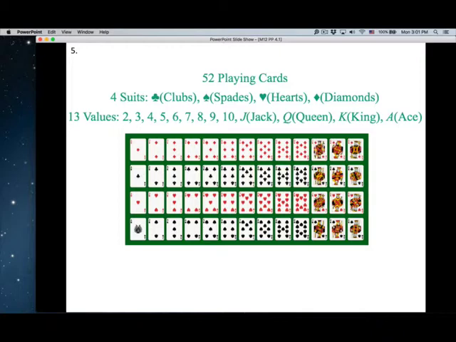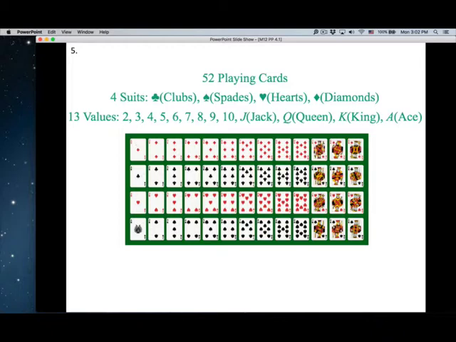Example 5, 52 playing cards. We have 4 suits: clubs, spades, hearts, and diamonds. We do have 13 diamonds, 13 clubs, 13 hearts, and 13 spades. For the numbers, we're starting from 2, 3, 4, 5, 6, 7, 8, 9, 10. And we have a jack, queen, king, and also the ace. So in total, we do have 52 cards.